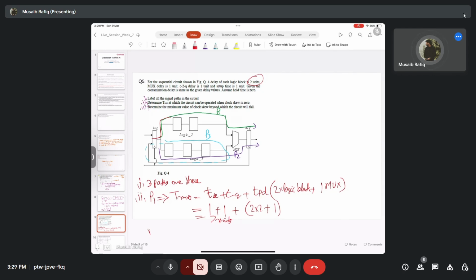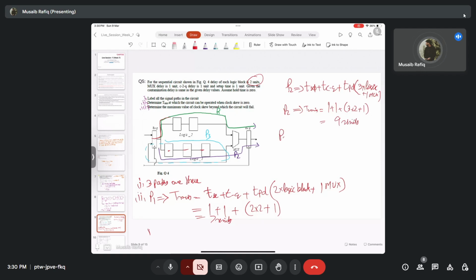For path P2, let's write P2 here. P2 will be equal to T setup plus T clock to Q plus TPD, which will consist of 3 into logic block, these three, and 1 mux. So for P2 it will be equal to 1 plus 1 plus 3 into 2 plus 1. So it will be 9 units.